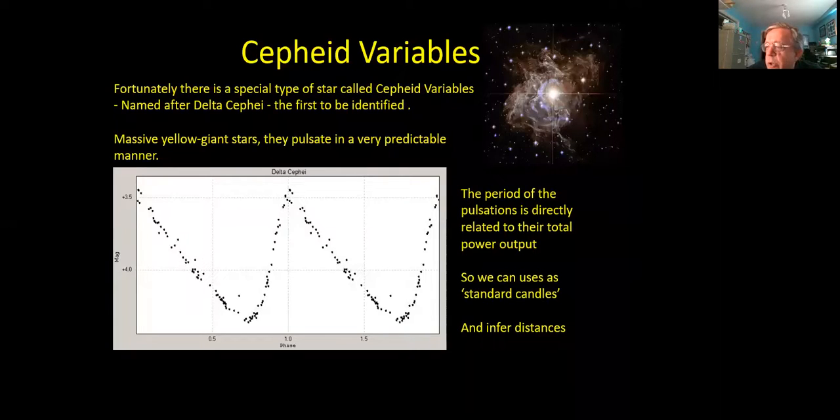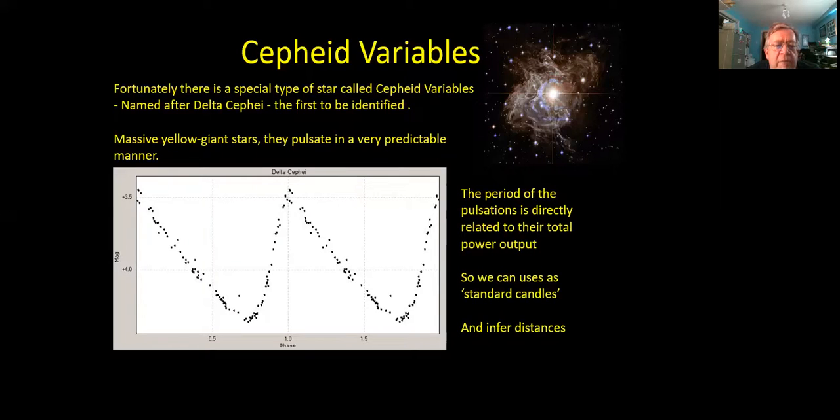Now, the resolution of this required an understanding of a standard candle, and that standard candle is a type of star called a Cepheid variable. These are named after the first star of the type to be noted, Delta Cephei, in the constellation of Cepheus the King. And these are rather unusual, massive, yellow giant stars, and they pulsate in brightness. And they do it in a very predictable way.